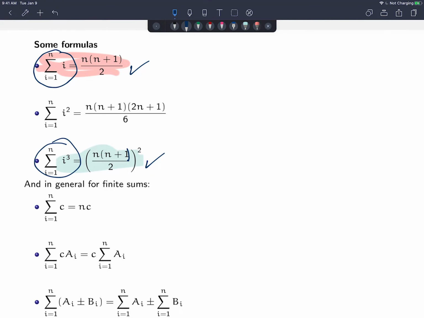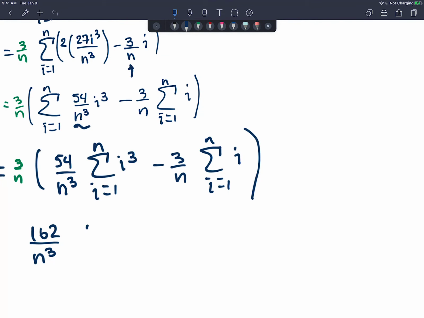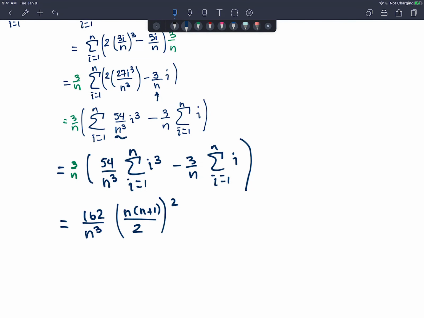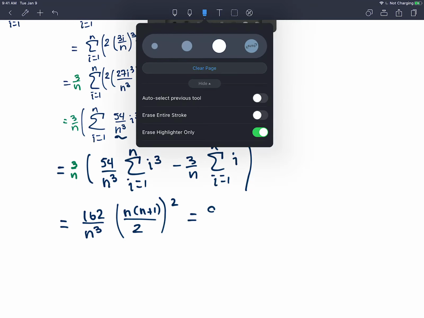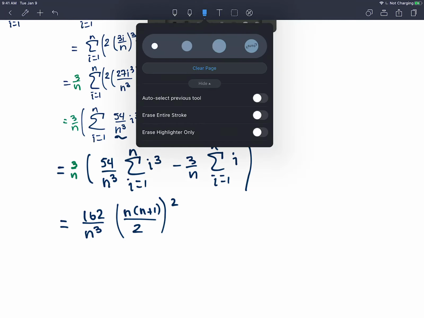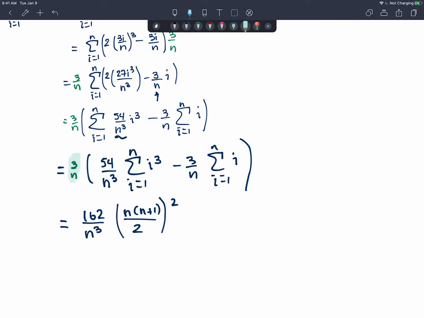Oh, a parenthesis is missing right here. So it's going to be n times n plus 1 over 2, quantity squared. And over here, I'm going to have, again, 3n times 3n, I get the 9n squared. Oops. So here, I should delete everything. And here, I'm multiplying this 3n times this 3n, right? So I distributed this 3n times that, and now this 3n times that. So I get the 9n squared. And the sum of i's is just n times n plus 1 over 2. That's a formula on the other page that we showed you.